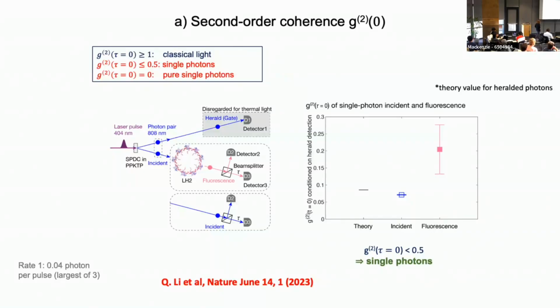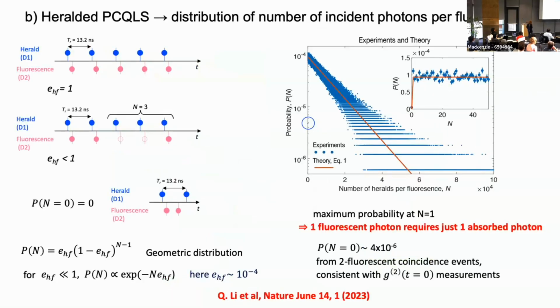And then for the fluorescent light, if we have single photons incident, we can still use gating to measure the G2 of the fluorescent light. And so this is for the heralded photons. The error bars are somewhat larger here, but we can conclude that we have single photons for both incident and fluorescent light in this experiment. So this experiment was entirely done with single photons.